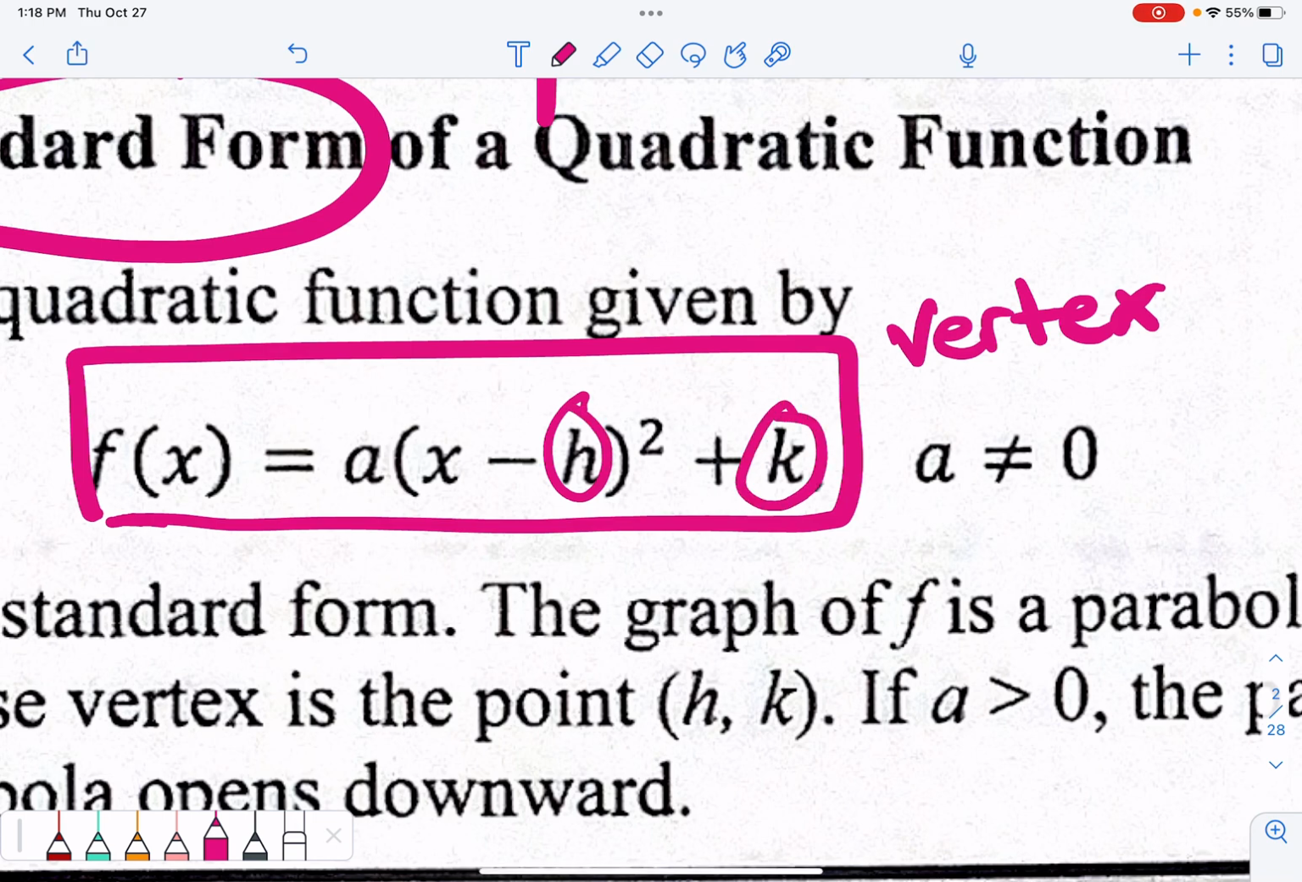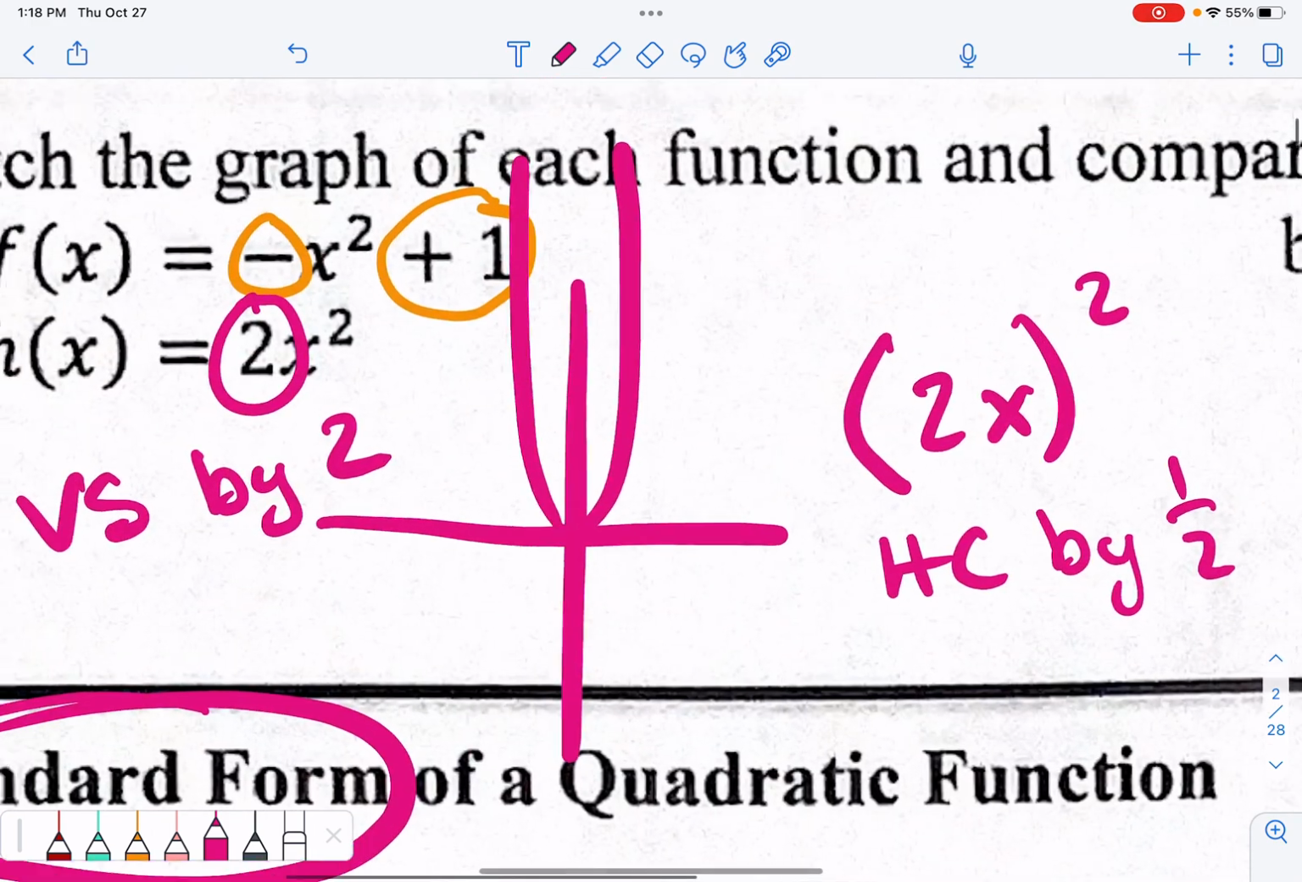Like that tells you your vertex, but then you also have this guy right here that could be a stretch or compression. Like this is exactly what we had.